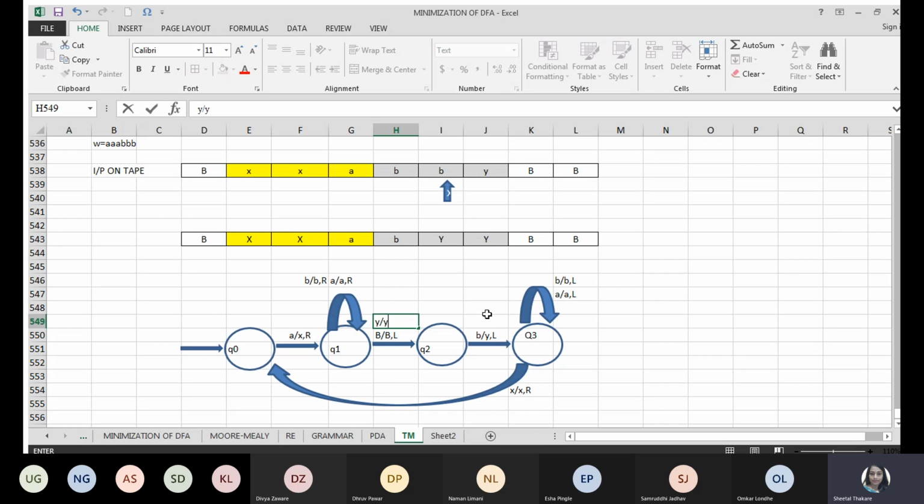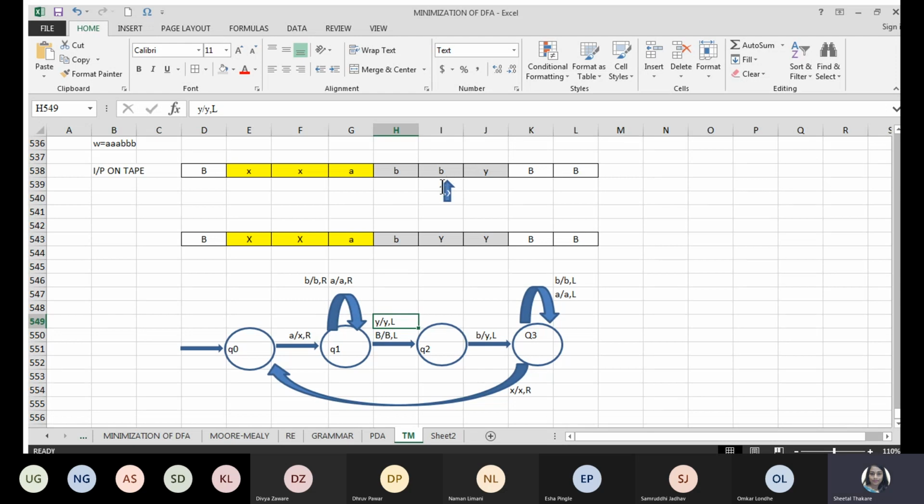If it is Y, let it be Y. And then उसके left में. In the first go you encountered B. But now you need to move to left when you encounter Y. So above this B slash B comma L, we have also added Y slash Y comma L.